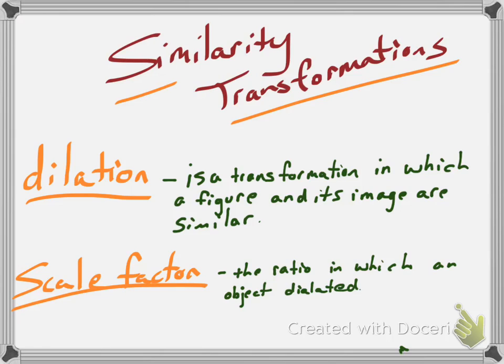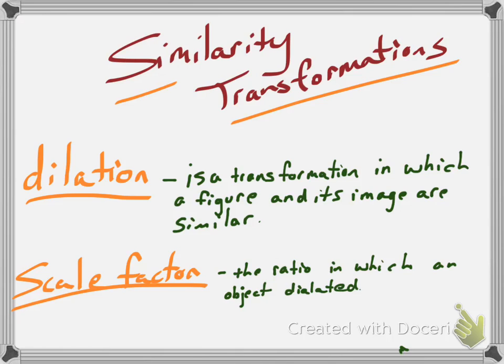If one side changes and the other side doesn't, then you're going to get a different shape. So everything has to change at the same time. So what that's called, the way it changes, is a scale factor. It changes by a scale factor.